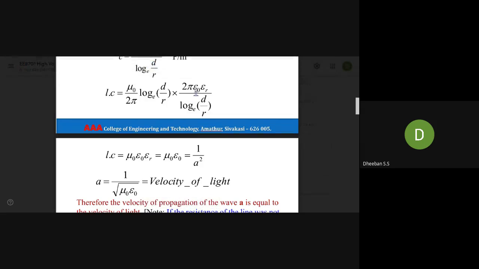So LC they are multiplying. This term and this term get cancelled out. Then 2 pi gets cancelled with 2 pi. So finally you'll be getting mu naught epsilon naught. If you are considering air, your epsilon r you can take as 1. So your L into C value will be equal to mu naught epsilon r. You can represent this with a constant as 1 by a square, for simplicity.